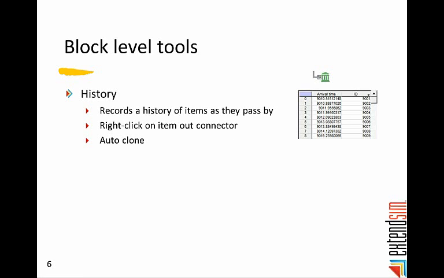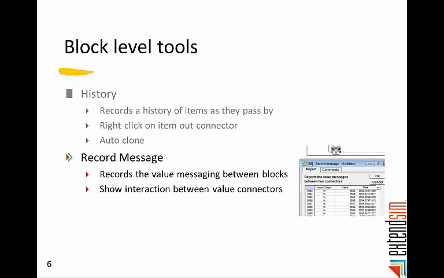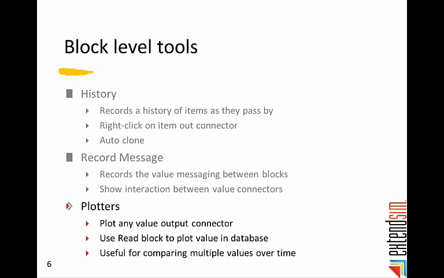So I'm going to go through kind of an overview of the blocks, and then we'll see examples of those. The record message block is another go-to block. It shows the value communication between blocks. So we can watch as a message comes into a block and the value that gets returned or generated by that block. And this is really valuable when you're trying to understand how the value library blocks are communicating with each other, as well as the value library blocks communicating with the item library blocks.